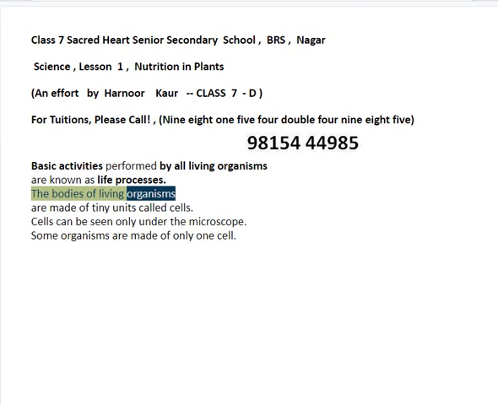Basic activities performed by all living organisms are known as life processes. The bodies of living organisms are made of tiny units called cells. Cells can be seen only under the microscope. Some organisms are made of only one cell.